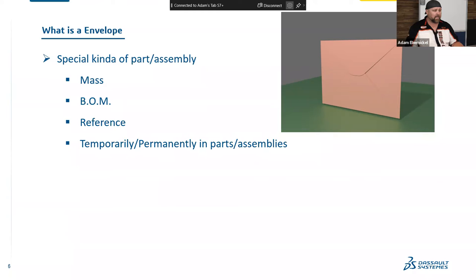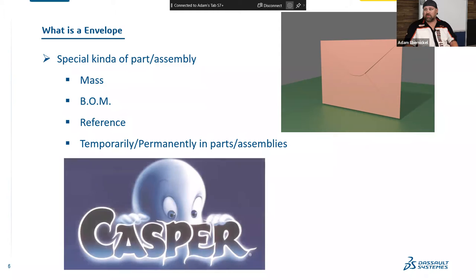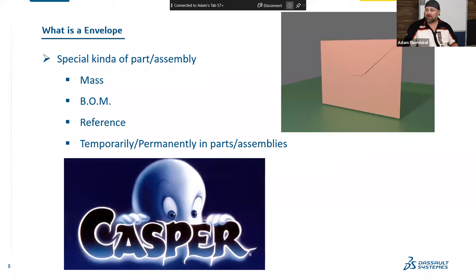It's more like a reference part that we're putting in there just for a general idea or concept to build something around, right? It can be temporary. It can be in there permanently, and it can be in your parts or your assemblies, right? You can develop and put them in how you want. So I like to call it a ghost part, right? We talk about Casper, and Casper's a friendly ghost. I would say envelopes are friendly ghosts, right? They really can help benefit our process.